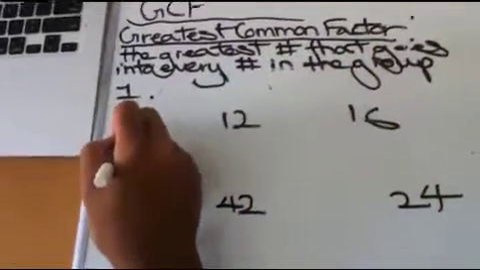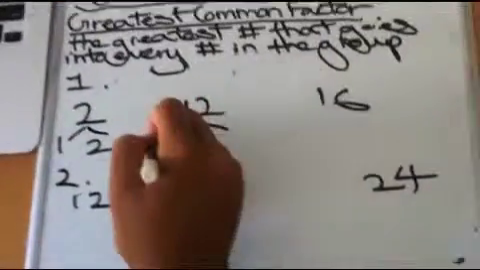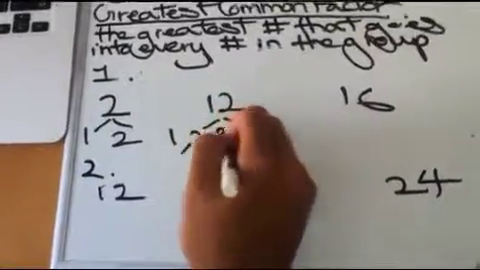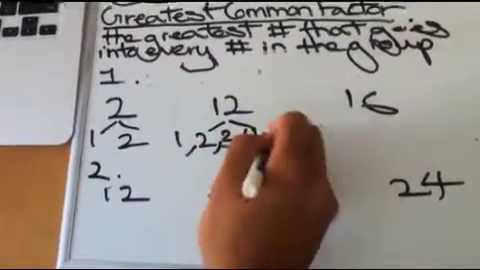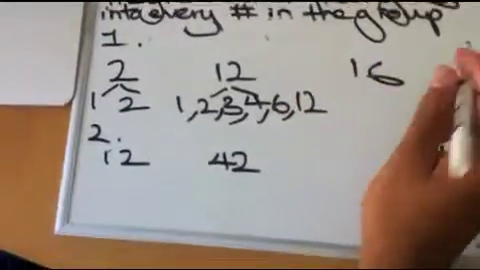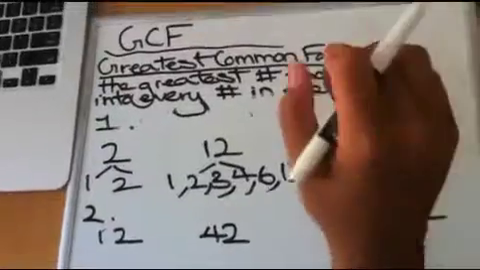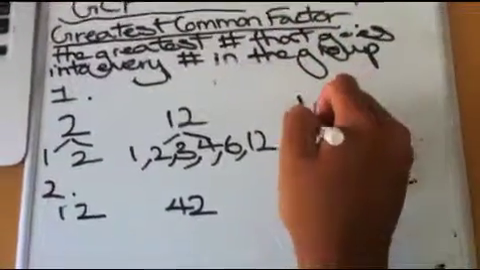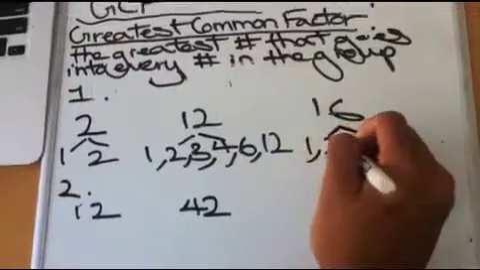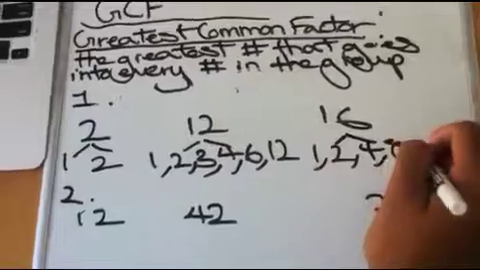So what goes into 2? 1 and 2. What goes into 12? Well, 1 goes into 12, 2 goes into 12, 3 goes into 12, 4 goes into 12, 6 goes into 12, and 12 goes into 12. Remember guys, this is from times tables, so you should all know your times tables by now. If you don't, I can help you out with that. What goes into 16? 1, 2, 4, 8, and 16.